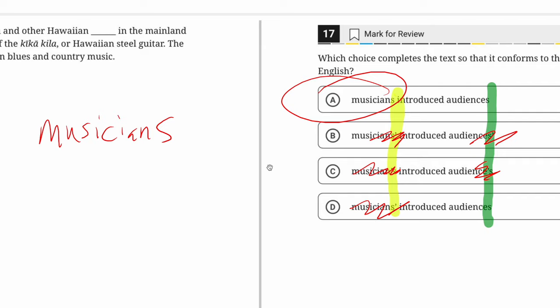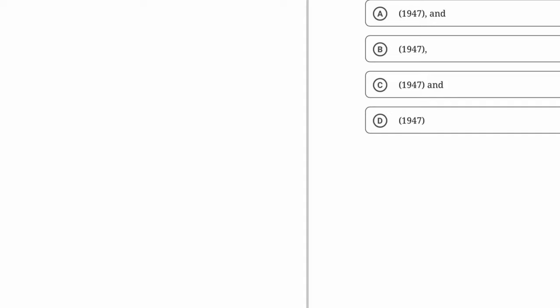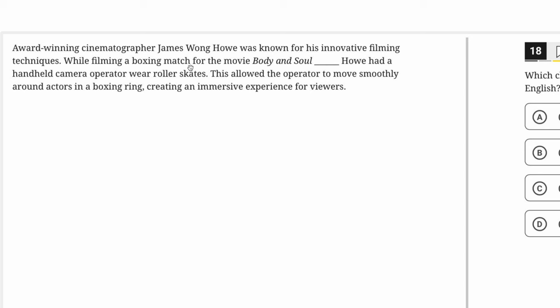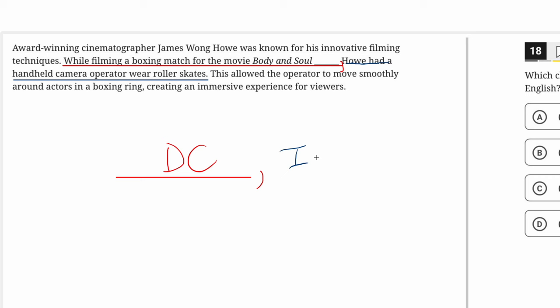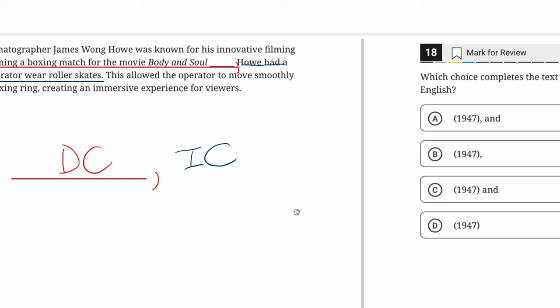Okay, commas or no commas. Let's see. While filming a boxing match for the movie Body and Soul, Howe had a handheld camera operator wear roller skates. Okay, so first thing here is that we're going to need a comma somewhere, because that is a dependent clause or subordinate clause. It starts with while, which is a subordinator, and whenever you have that at the beginning of the sentence, you're going to need a comma to separate that dependent clause from the independent clause that followed. Howe had, blah, blah, blah. So that's an independent clause. So we will need a comma.